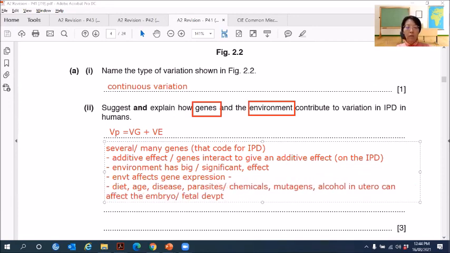So all these things you can think of. What are the factors which can affect growth? Anything that can affect growth, you think of that you can write. Mutagens can cause mutation, right? So these are the possible answers.